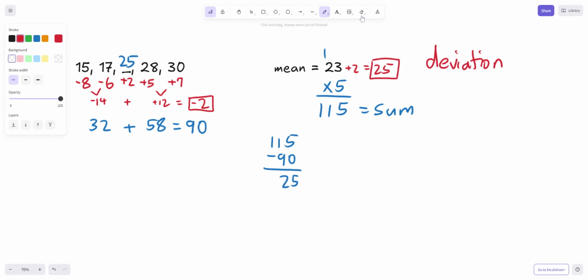So again, this is more of an advanced but mental math way of doing it. I would recommend the first version just because it's more straightforward. You don't have to deal with negative numbers. All right, next up.